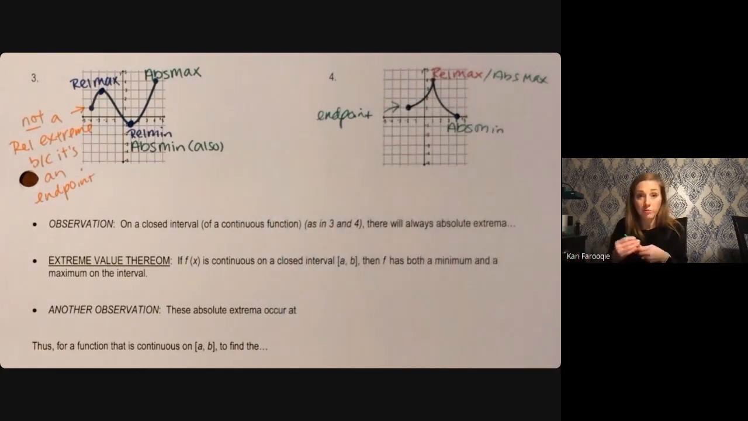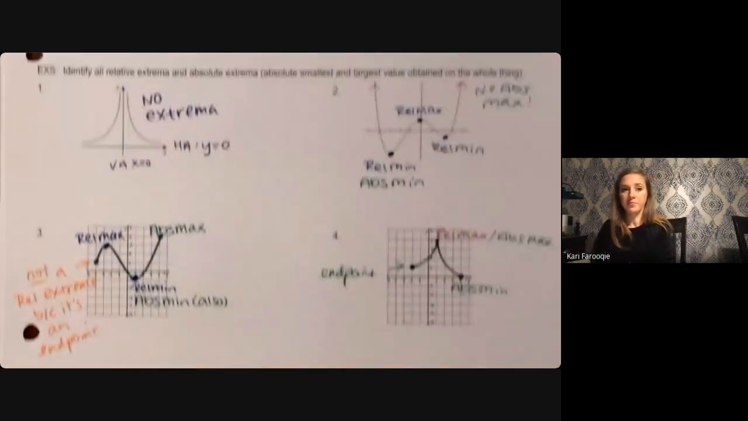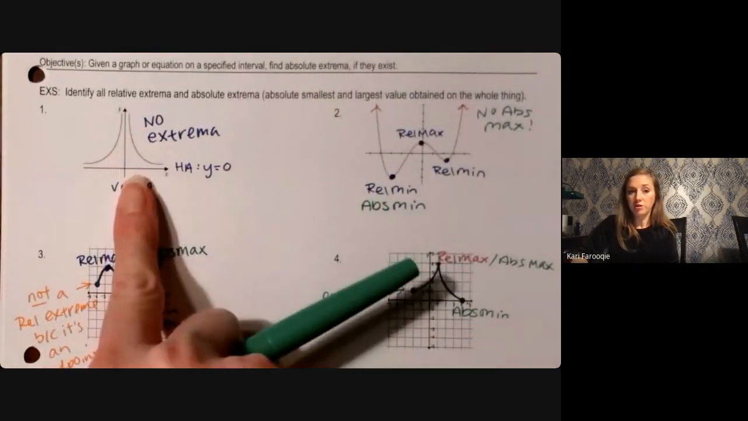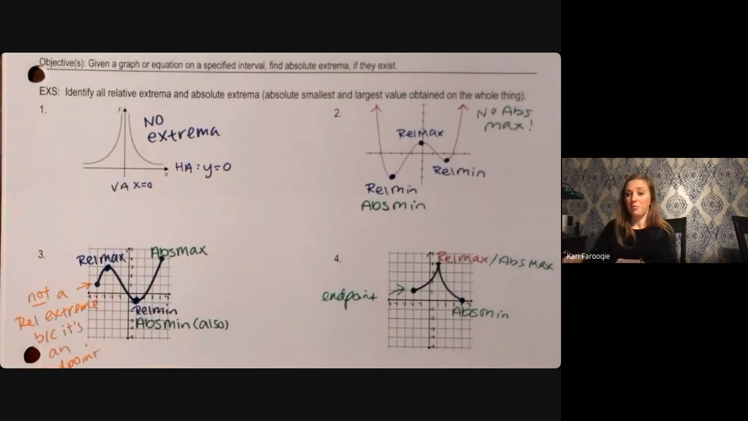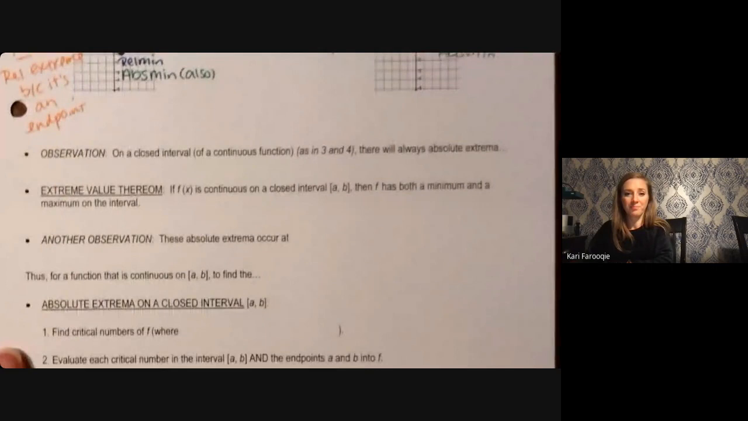Now, your extreme value theorem states that if f of x is continuous on a closed interval from A to B, then f has both a minimum and a maximum on the interval. So it's got to be continuous over the interval. One thing we do want to be careful about is this graph for number 1 is not going to be continuous at 0. So we'd have to be really careful about what we said about that interval.